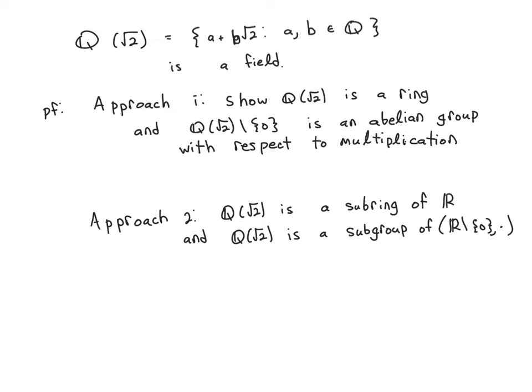Alright, now let's look at another example of fields. Q adjoin the square root of 2. This is the set of all numbers of the form a plus b times the square root of 2, where a and b are both rational numbers. We claim this is a field.